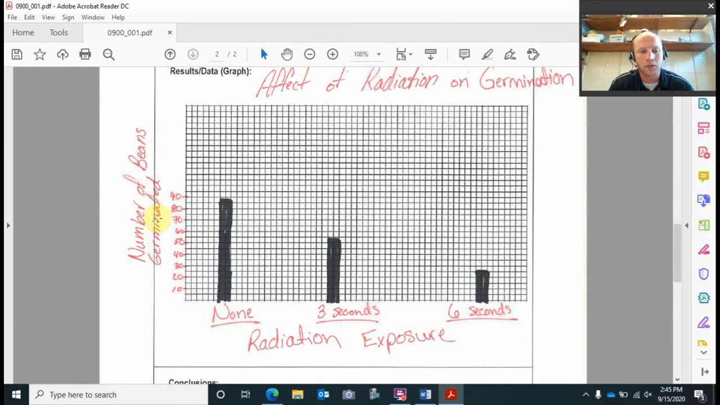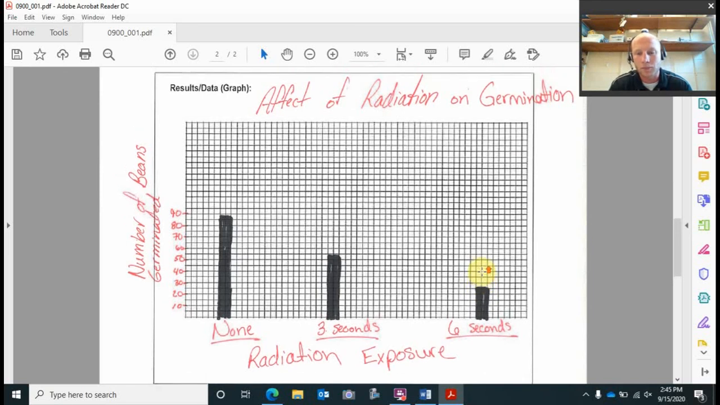So here's my dependent variable over here, the number of beans that germinated. I went by tens. Skipped a line 10, skipped a line 20. Okay, so here's my exposure to radiation. There were 88 of them, so I went up to just below 90, 88. Here's my 3-second guys, which was 54, so that's just below the 55 mark. And then I have my 6 seconds, which is just above the 25 because that's 26. All right, and here I didn't really need a key because I have everything perfectly labeled. I put radiation exposure down here, and that looks good.